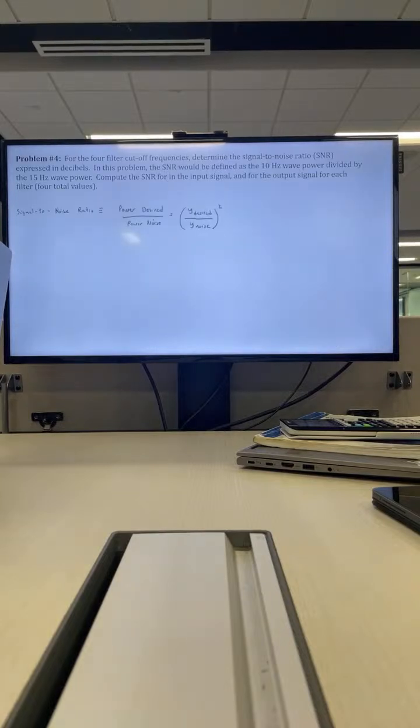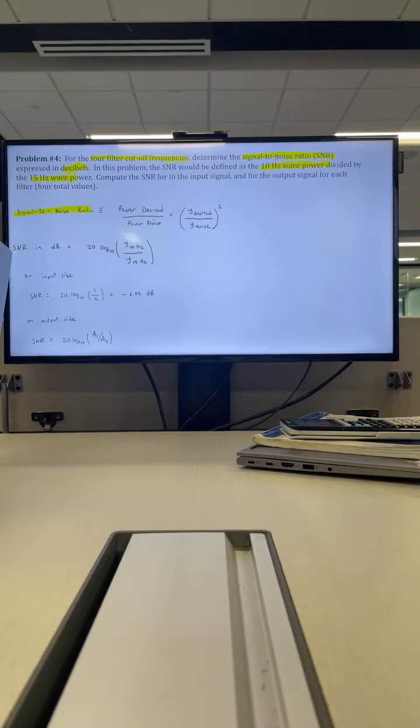And the next one is more important. How are you going to reduce the signal to noise ratios? That is, for the 4 filter cutoff frequencies, determine the signal to noise ratio, SNR, expressed in decibels. So now we know that SNR will be defined as the 10 hertz power divided by the noise. So 15 hertz is the noise.